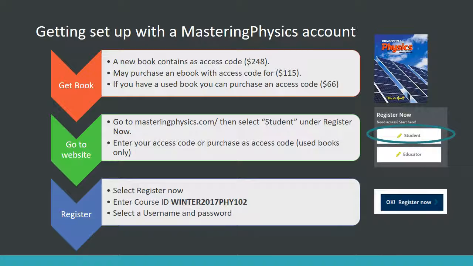You will select Register Now, and then on the next screen you're going to need to enter in the course ID, which is Winter 2017 PHY 102. And then you will select a username and password and enter in the email that you want to use with the account and get all of your rest of the setup done through Mastering Physics.